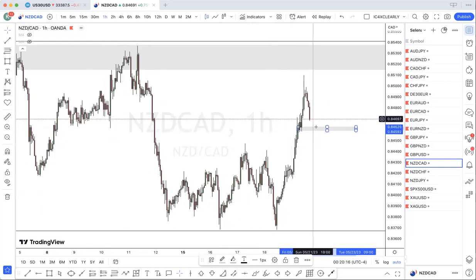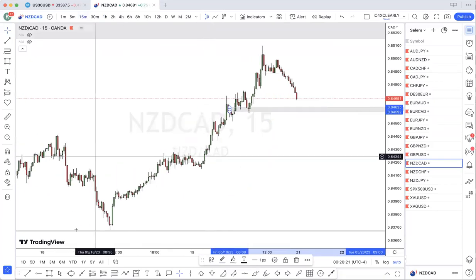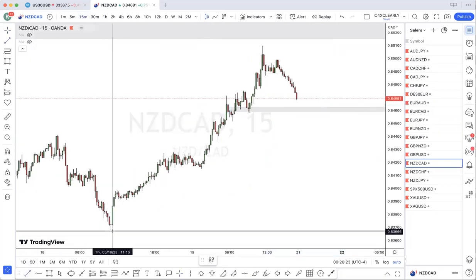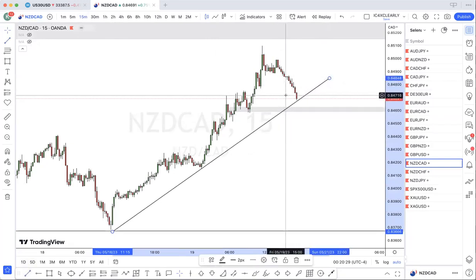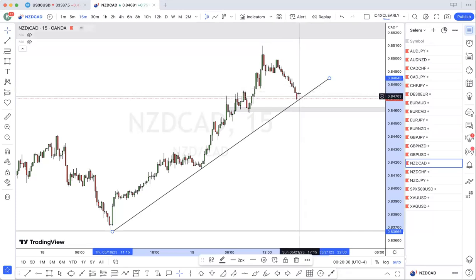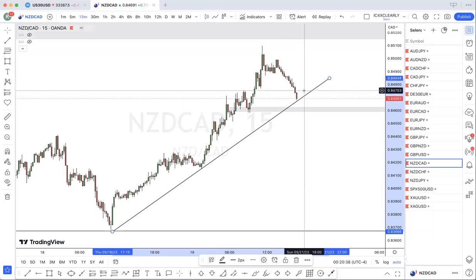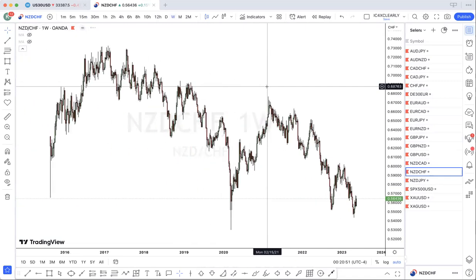Okay. But I think it'll probably fill that one. It filled that one. And there's nothing else over here. So I think from here you might get some kind of bullish momentum for NZD CAD. Okay, NZD CHF, we had a weekly bullish order block.